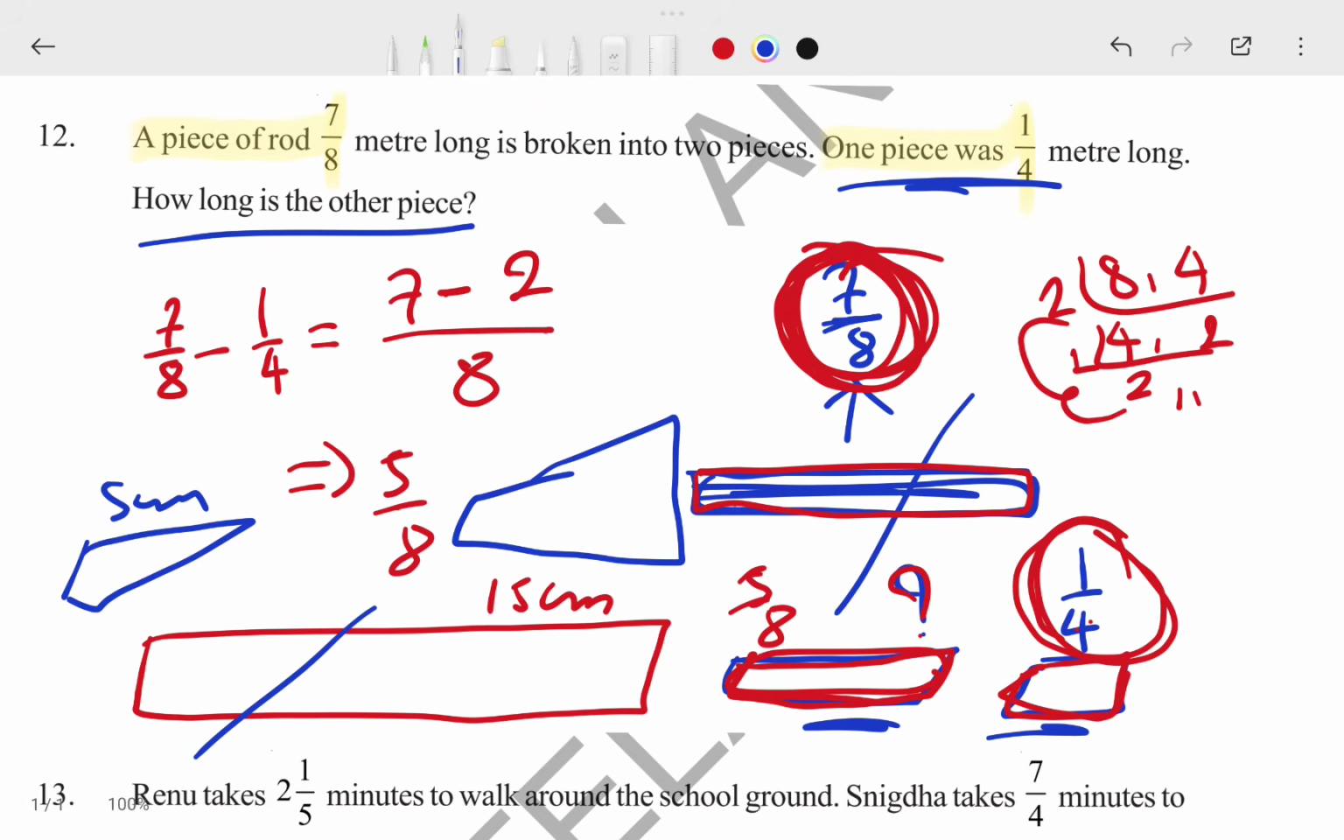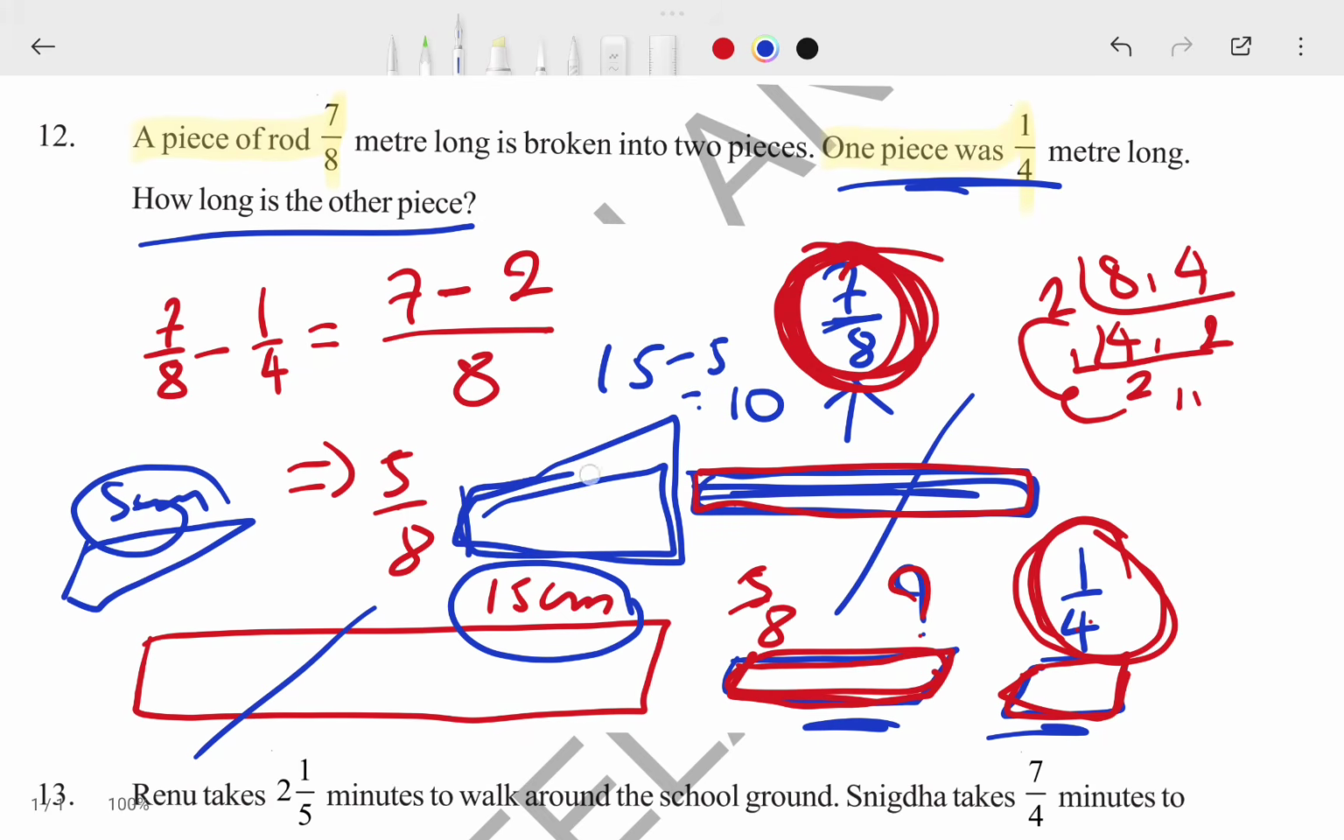So how will you find it? You will say, my scale is 15 centimeters and we have 5 centimeters. So if you do 15 minus 5, you will get 10 centimeters. Oh, so the length of this scale is 10 centimeters. Such types of things we did here.